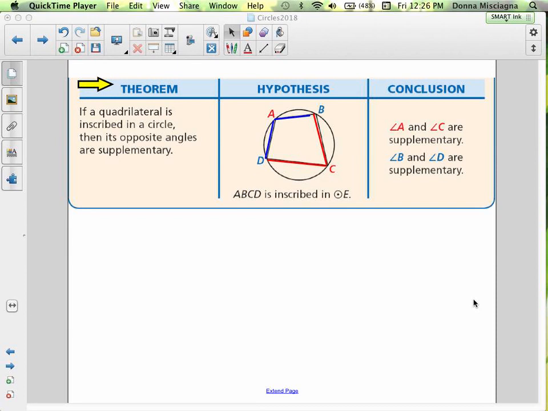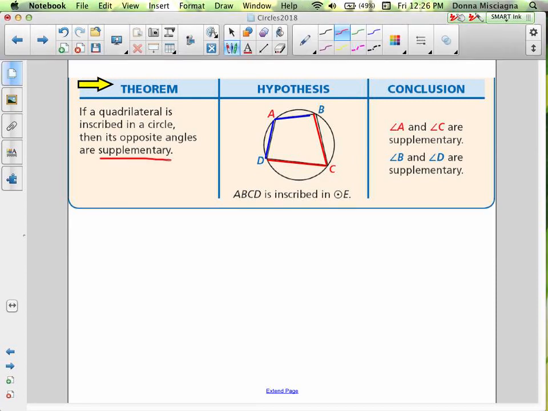Welcome. All right, so let's look at another special case of inscribed angles. This is in your notes, and I'm going to have you add some to it. If a quadrilateral is inscribed in a circle, then its opposite angles are supplementary. Let's write in what that means. In your notes, write that supplementary means to add to 180 degrees.